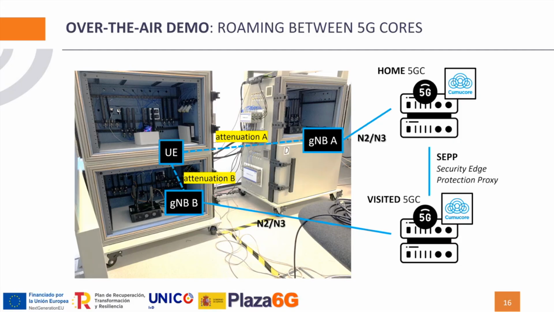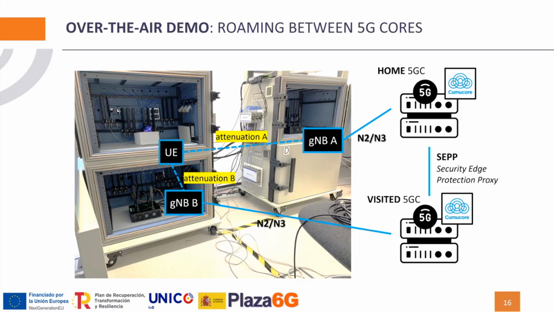And we will see roaming that takes place in this way. So we will be first connected to this gNB here. So we'll have the home network here. But at some point, we will increase the attenuation here, and we will decrease the attenuation in the other path. So a roaming event, let's say, will be performed, right?